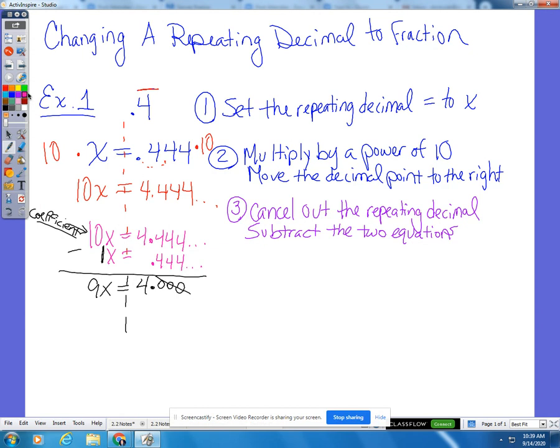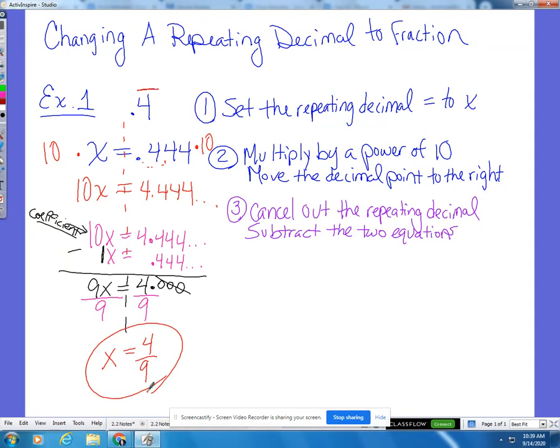9 times what makes 4? Well, there is no whole number that multiplies by 9 to make 4. That's why we get a fraction. So the opposite of multiplication is division. We divide by 9, and we get x equals 4/9. And there is a repeating decimal to a fraction.